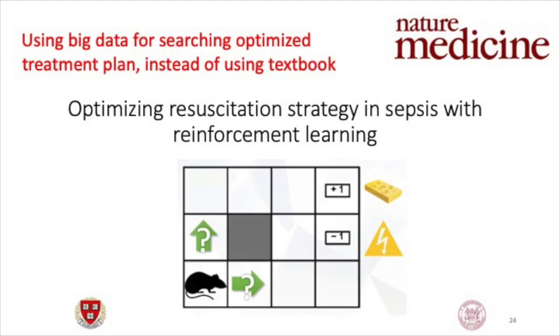The second one I want to mention is that traditionally, when we treat sepsis patients, we were based on the textbook. But there is a very latest paper published in Nature Medicine where they try to use AI to search for the optimized resuscitation strategy for sepsis. So basically, they don't care about the textbook. They just use big data to search for the optimized treatment plan.